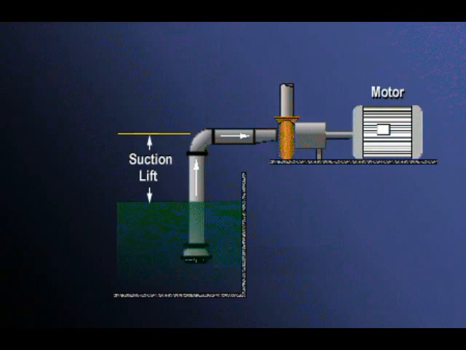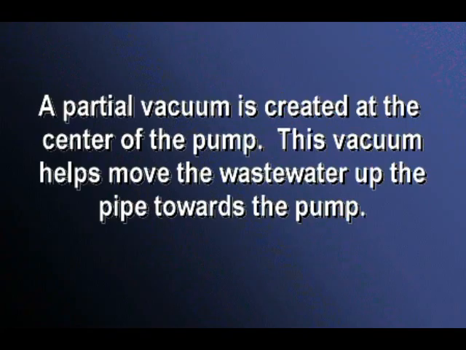Suction lift is the term used when the level of the wastewater to be pumped is below the center line of the pump. Sometimes suction lift is also referred to as negative suction head. The ability of the pump to lift wastewater is a result of a partial vacuum created at the center of the pump. This vacuum helps move the wastewater up the pipe towards the pump.